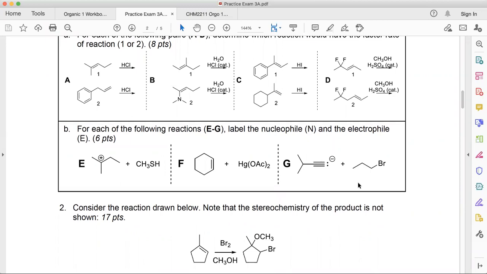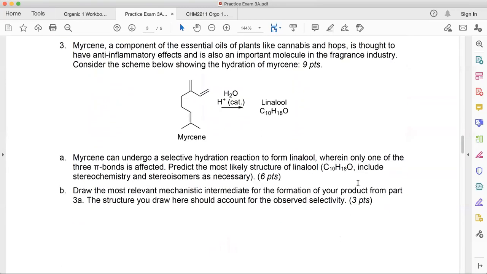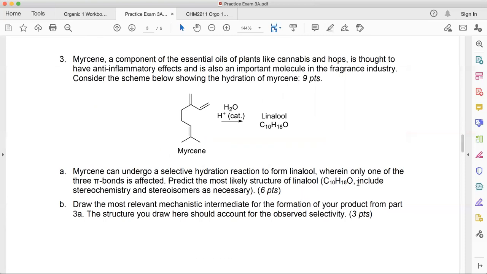Anything else? Okay, I've been getting a lot of questions, some people were emailing me about this question. And this is just an applied question.